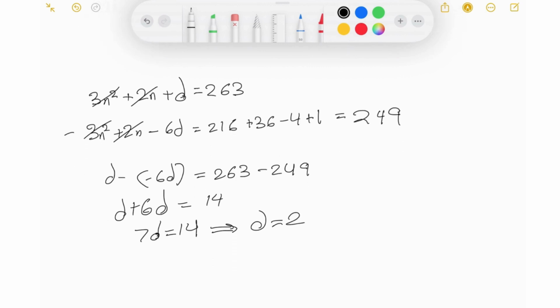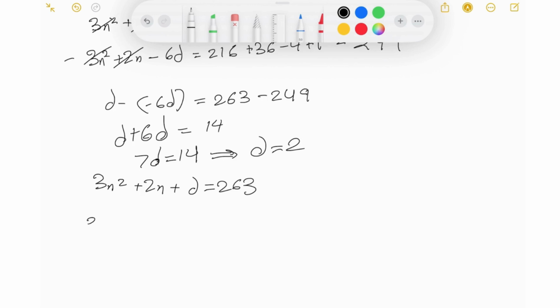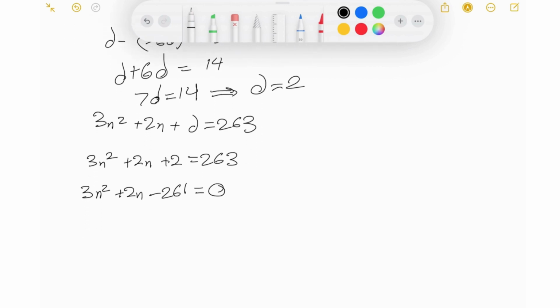Now we plug this back into 3n squared plus 2n plus d equals 263. Now that we have d, we can calculate n relatively easily. 3n squared plus 2n plus 2 equals 263. 3n squared plus 2n minus 261 is equal to 0. This is just a quadratic, and the quadratic can actually be factored. The factorization of this quadratic is 3n.